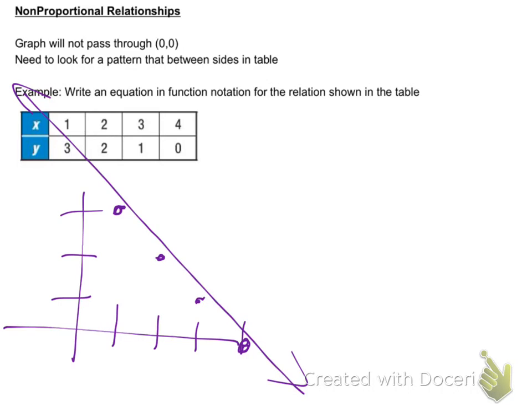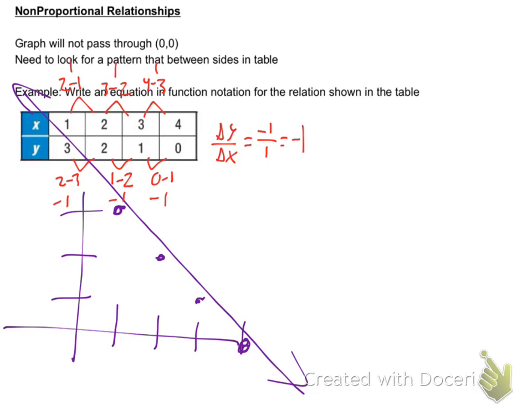Interesting. So if I actually found the rate of change, I'm going to change colors so we can do this again. 2 minus 1, 3 minus 2, and 4 minus 3. All give us what? What's the change in x's, guys? It's a 1. Okay, we got delta x. Now we need delta y. Here we go. 2 minus 3, 1 minus 2, and 0 minus 1. Yeah, it's negative 1, I hear some people saying. So that means delta y over delta x is equal to negative 1 over 1, which is negative 1.